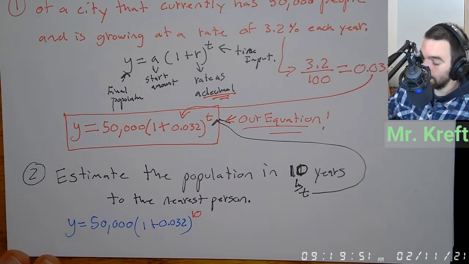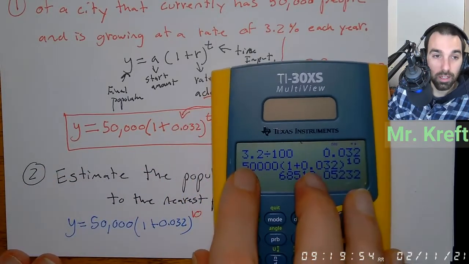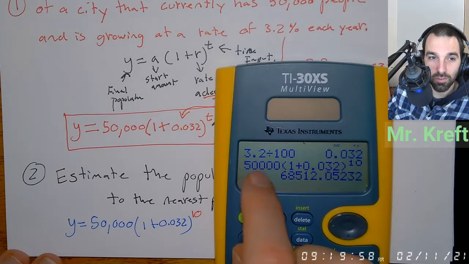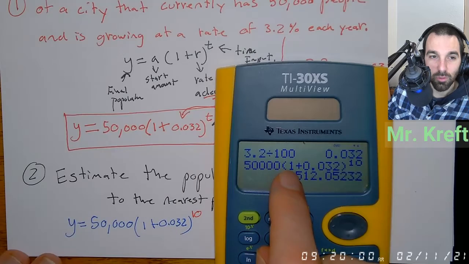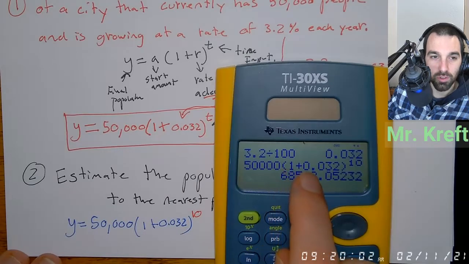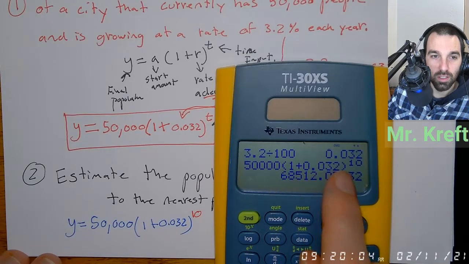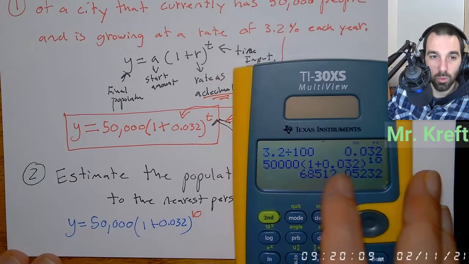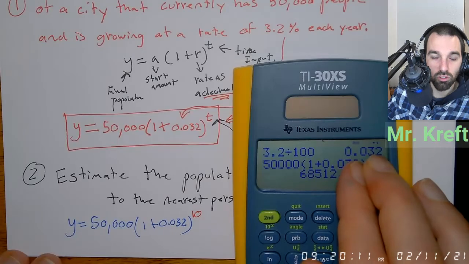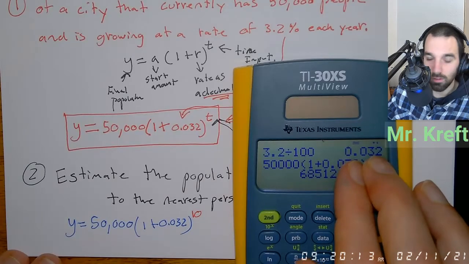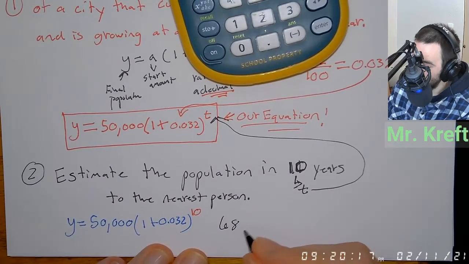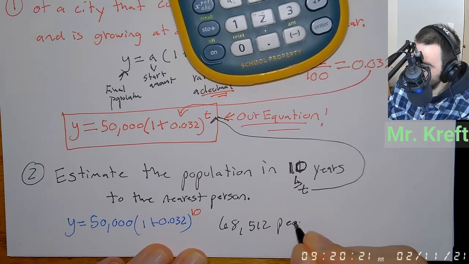When I typed that into my calculator, I got 50,000. Sometimes it's difficult; we make mistakes on how many zeros there are. So 50,000 times 1 plus 0.032 to the 10th power. If I round this to the nearest person, I don't want any decimals. So it's going to be 68,512. I'm going to have 68,512 people.